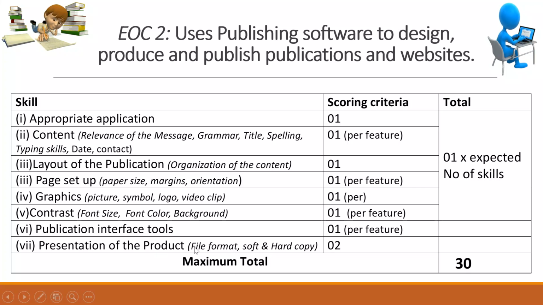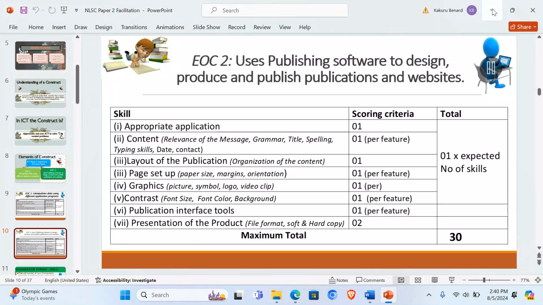Then at the end of it all, file format. If it is Publisher, are they PUB files? If it is a website, are they HTML files? Have you managed to burn your work on a CD and printed your publication or websites? So I want us to get started immediately on how to answer item 2.